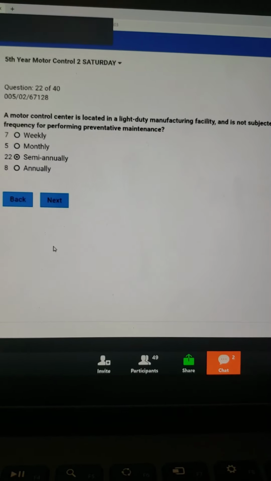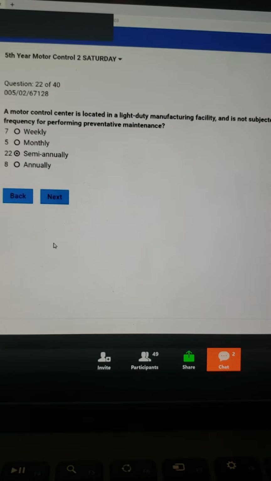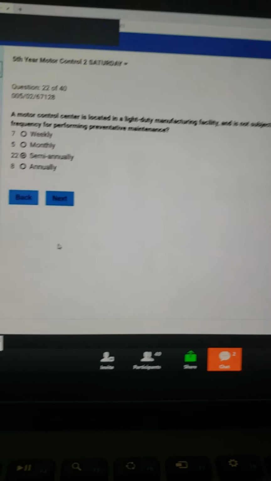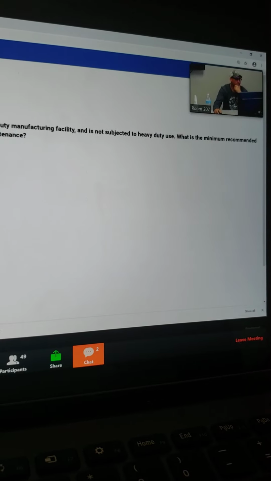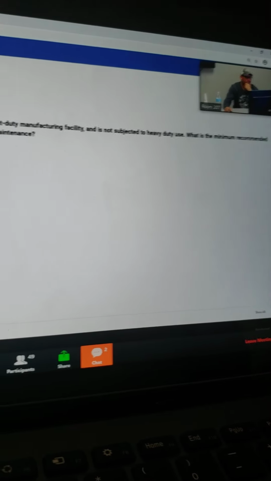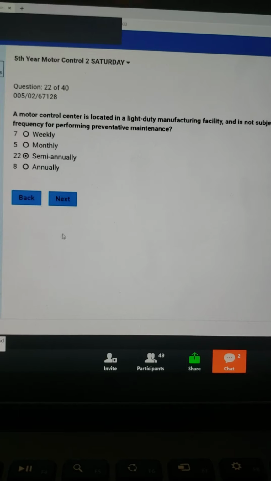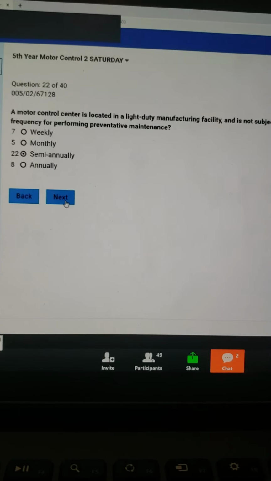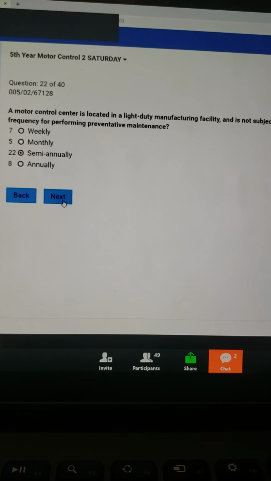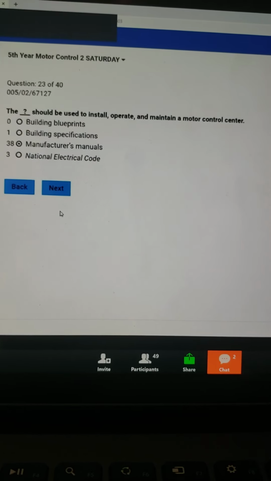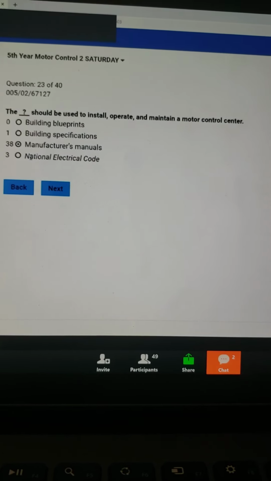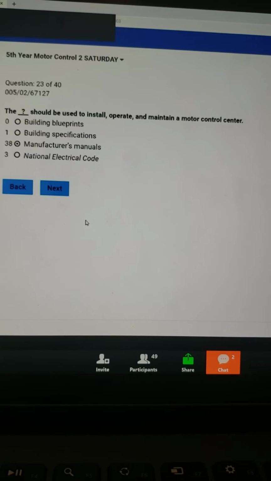Motor control center is located in a light duty manufacturing facility and is not subject to heavy duty use. What is the minimum recommended frequency for performing preventive maintenance? Semi-annually. A lot of you got that one right. The manufacturer's manual, almost everyone got that one right, should be used to install, operate, and maintain a motor control center.